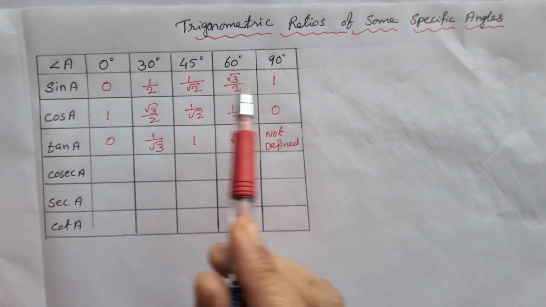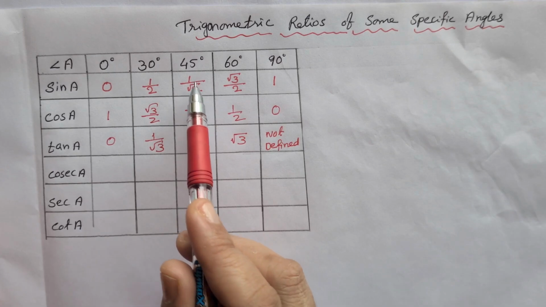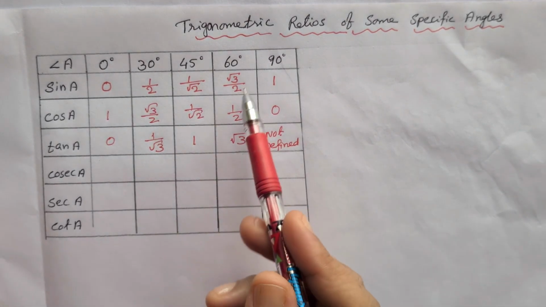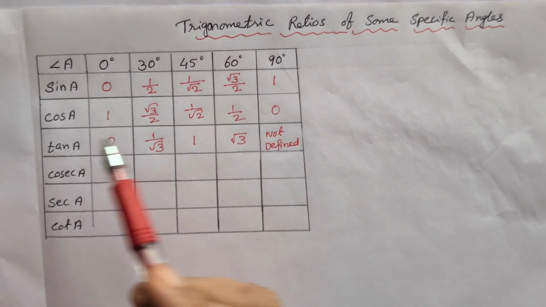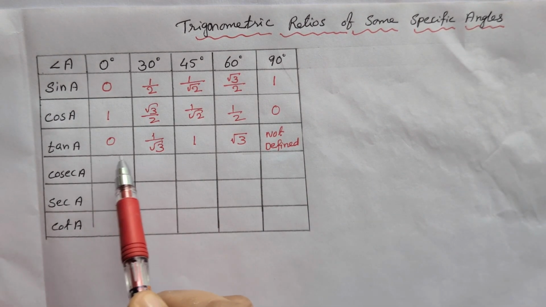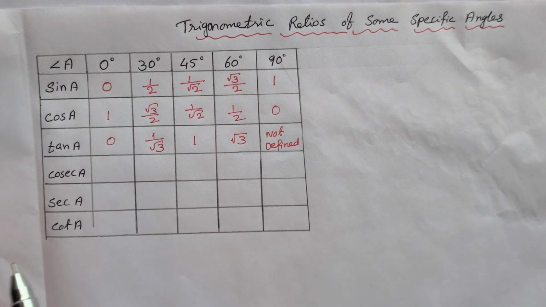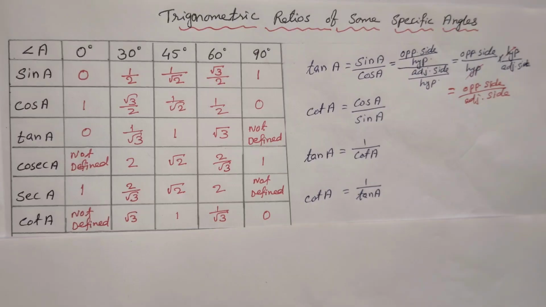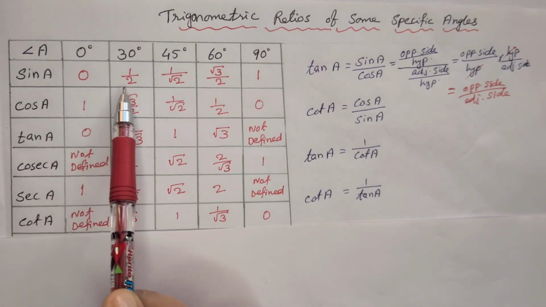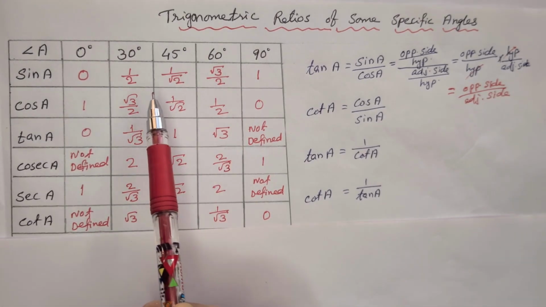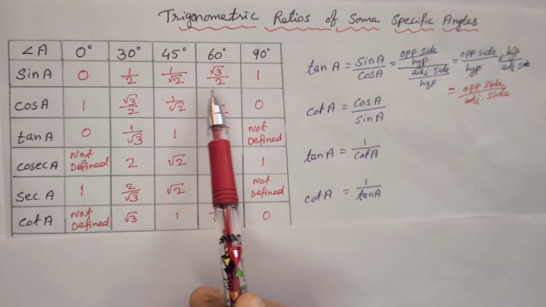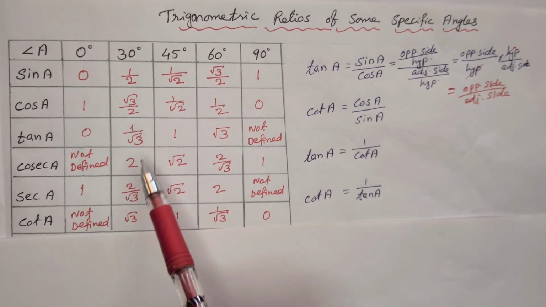0 to 1. Middle 45 degree means 1 by root 2. Here 30 degree means 1 by 2, and 60 degree, root 3 by 2. Then write the reciprocal, just reverse order. And tan A means sin A by cos A. That means if we know sine of all these angles, that means the first line of this table, then we can complete the table.